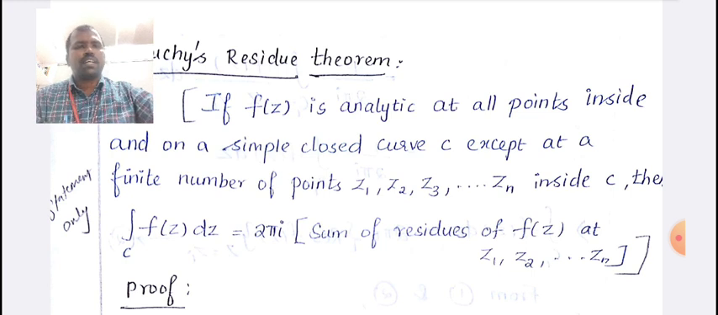f of z is analytic at all points on the simple closed curve C, except at the finite number of points z1, z2, etc. zn. Therefore, the formula is a very important one: integral over C f of z dz equals 2 pi i times the sum of the residues of f of z.